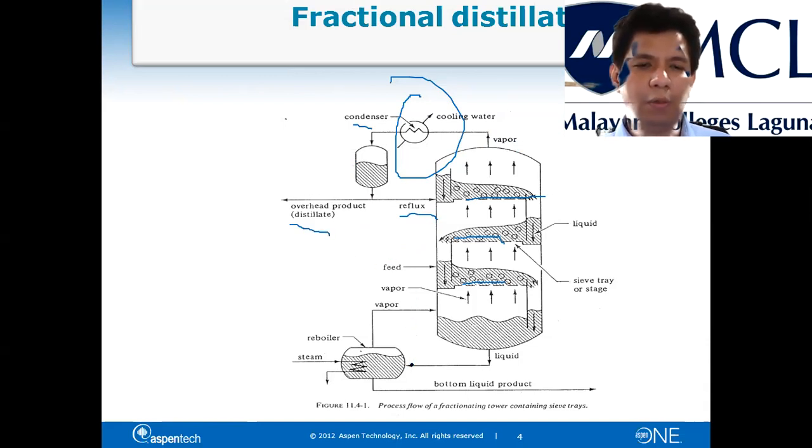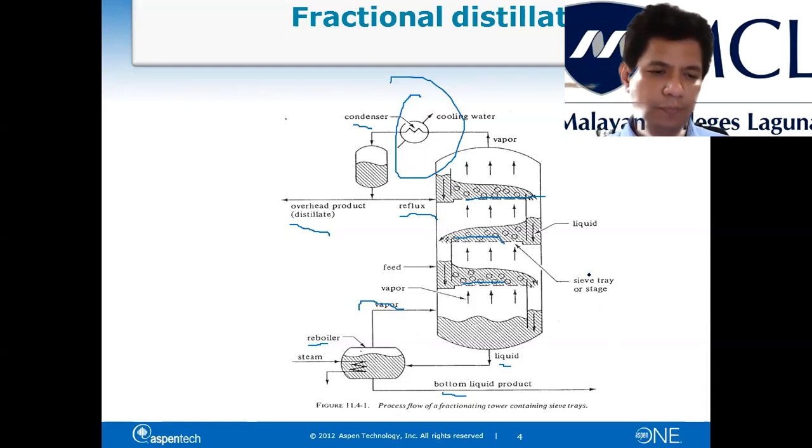And then at the bottom of the column, you have a reboiler. Basically, what a reboiler does is vaporize a portion of the liquid coming out of the column and return this inside the column. And then the other stream is your bottoms product. So those are, for review purposes, the multi-stage distillation process.